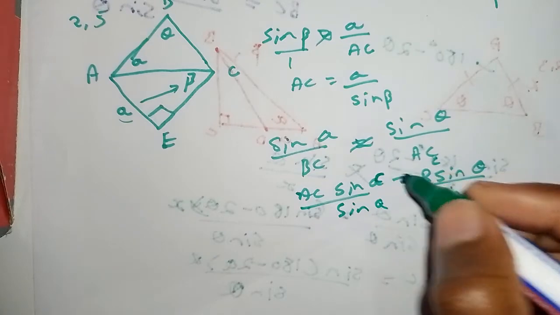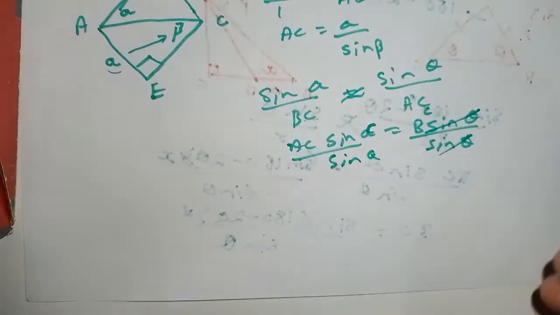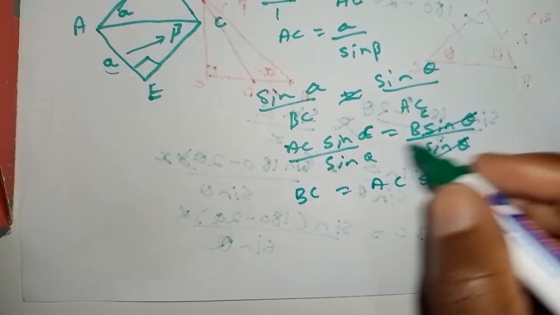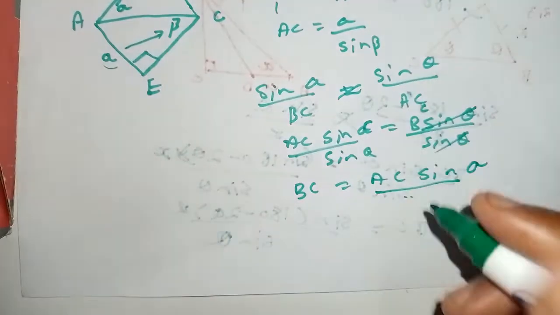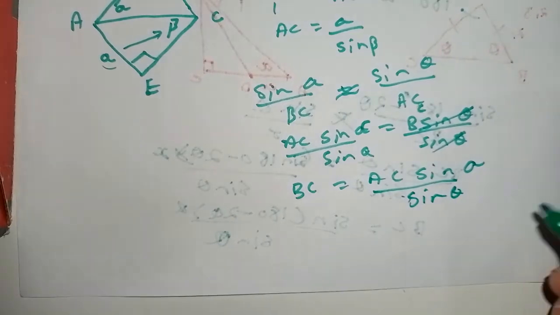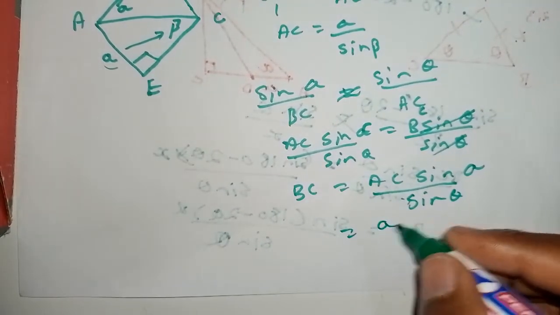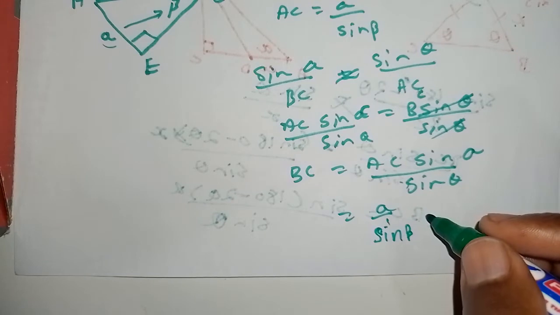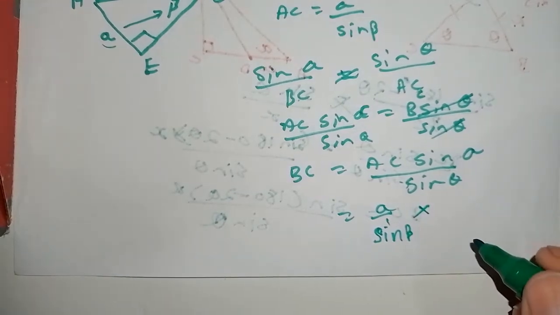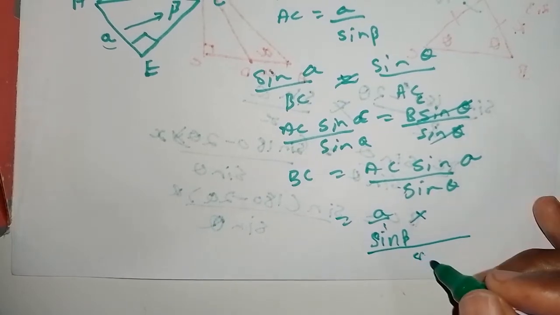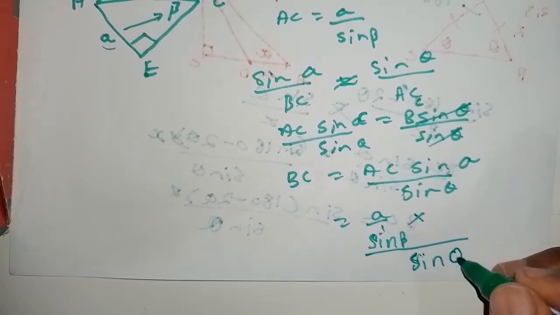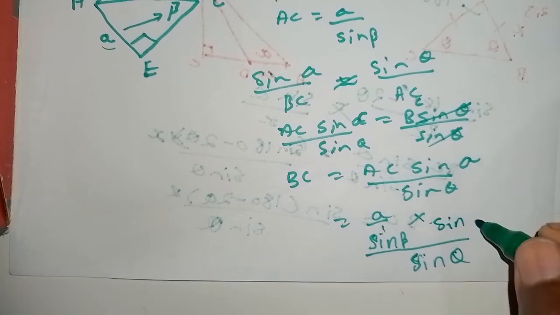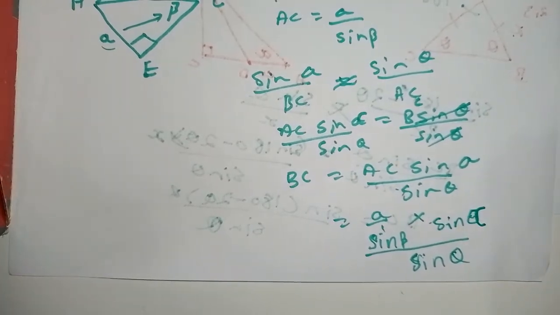Right, this is alpha. These two things are not the same, so you need not cancel them. Now BC is equal to AC sine of alpha over sine of theta. But we know AC. We can just substitute AC and say A over sine of beta, over sine theta, multiplied by sine of alpha, like that.